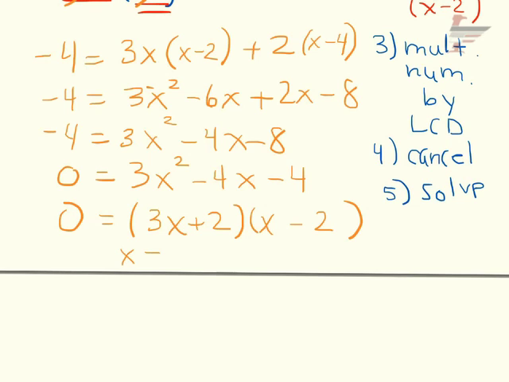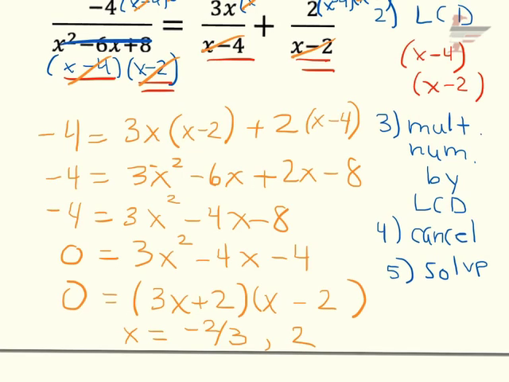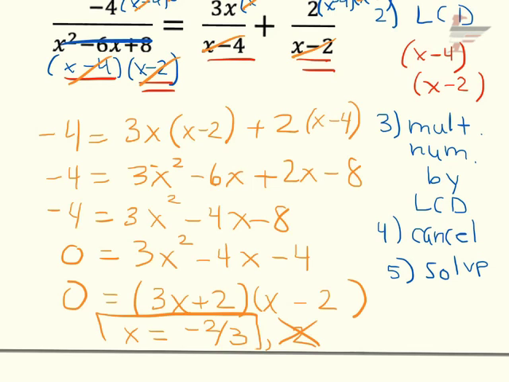Then when I solve these, I get negative 2/3 and a positive 2, and then remind yourself that you want to always check those answers, because if it makes any denominators 0, that would be undefined. So look at the 2. If I put 2 up here, 2 minus 2 is 0, and that's not going to work. So I know 2 doesn't work. Negative 2/3 won't make any of these 0, so that one is fine. So don't forget to check for making denominator 0.